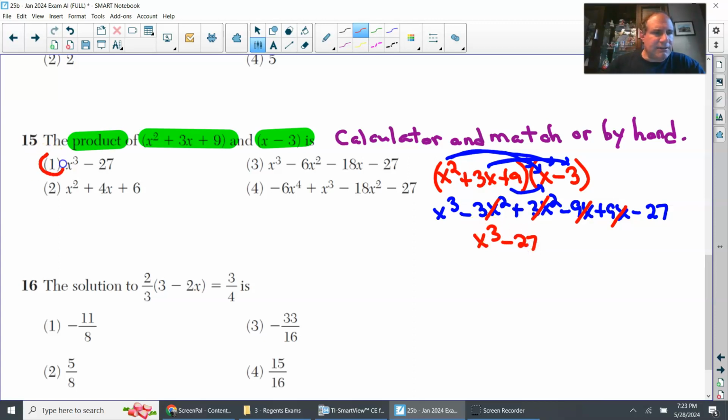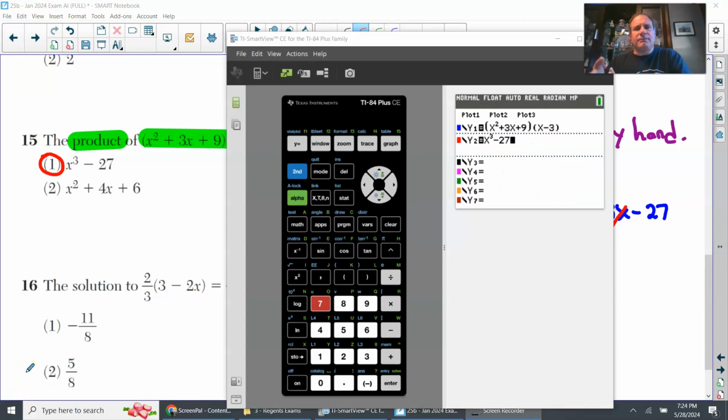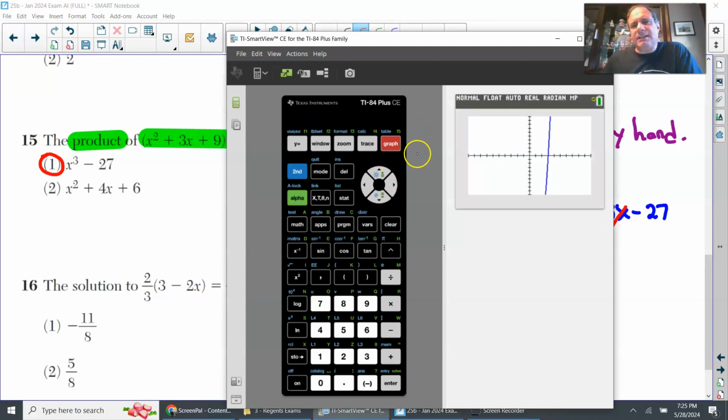And if you put that into the calculator, they would have equal graphs. Just wanted to show you what I was talking about. I have both of this. I have the question right here in Y1, and Y2 is the answer. If I press graph, you could see that there's a blue line and a red line.